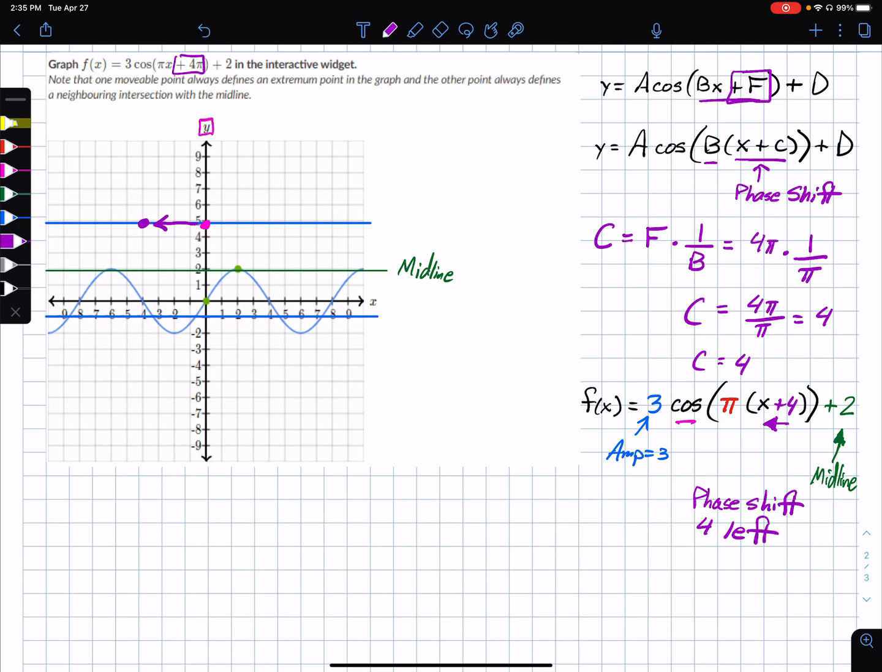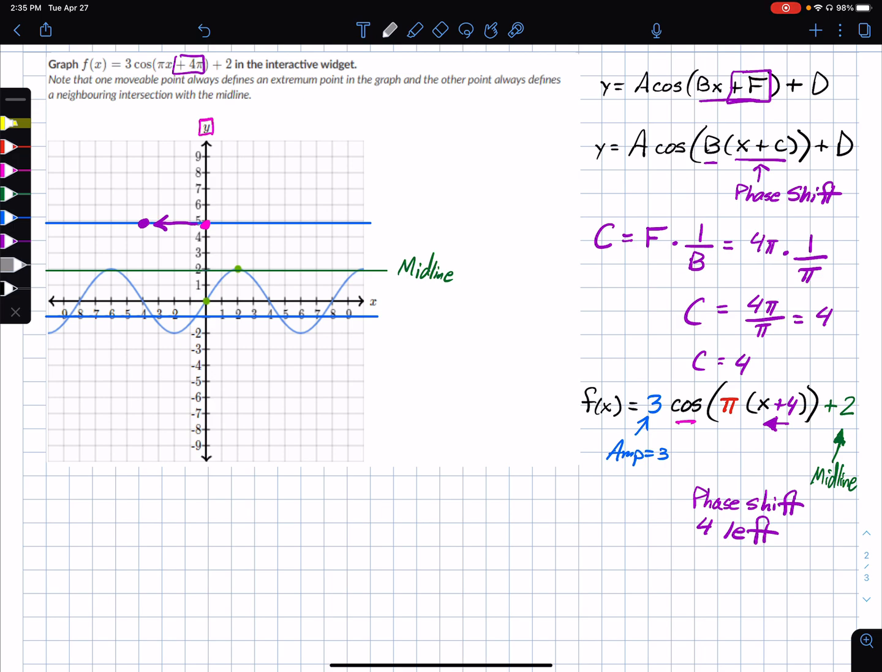Okay, so just to recap, this green dot right here that represents a maximum, since we're dealing with cosine, I'm going to drag it up here because that's the top of the amplitude, phase shifted left 4 with a midline at 2. Now, what we have to do is figure out where that midline point goes. And the idea there is that it's somewhere up here on this green midline, but where is it?